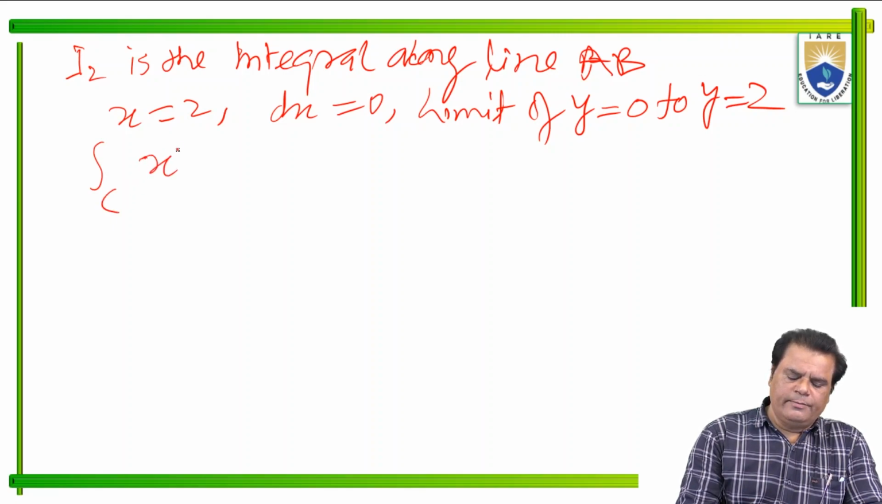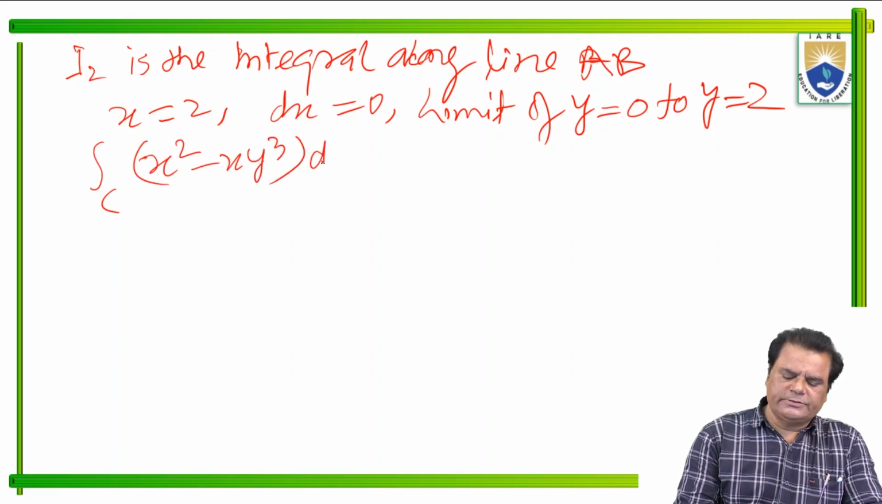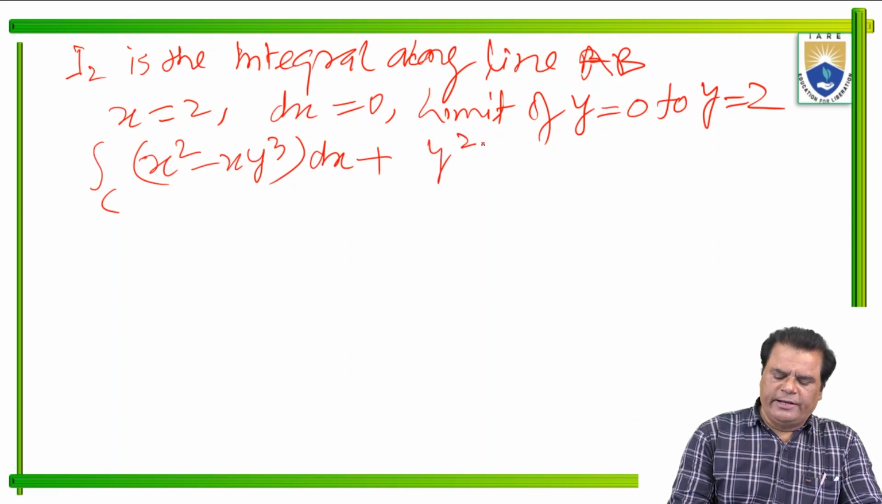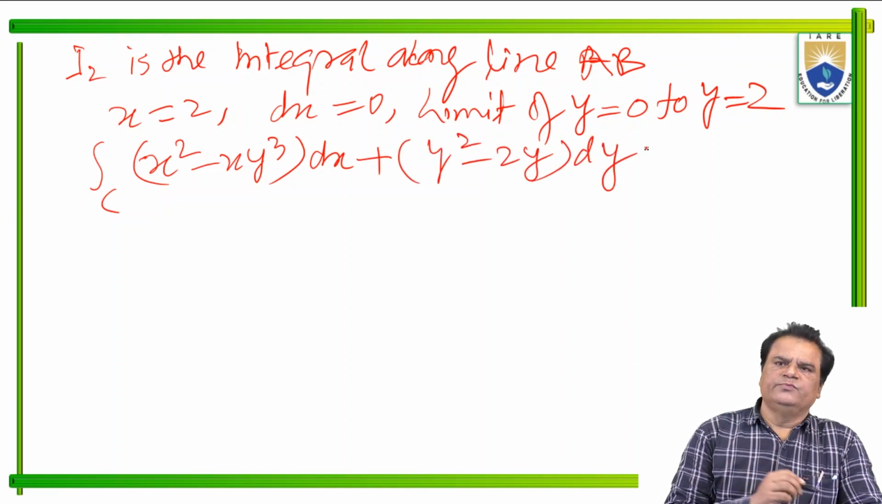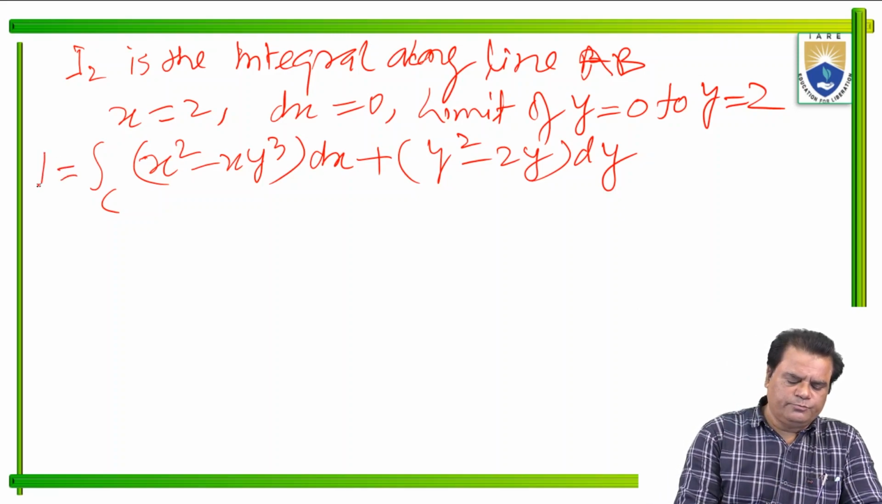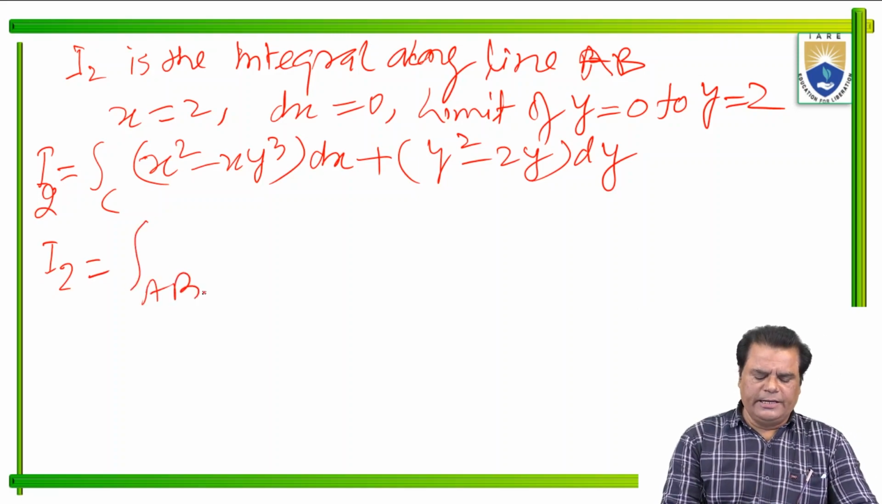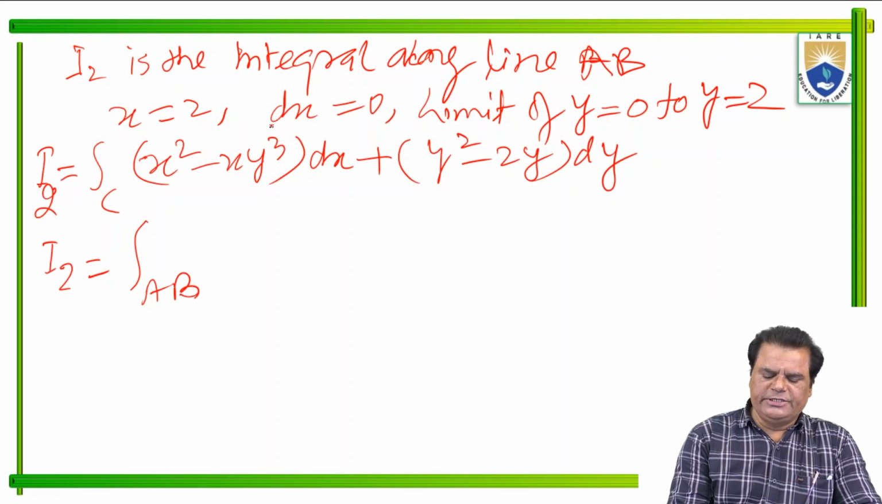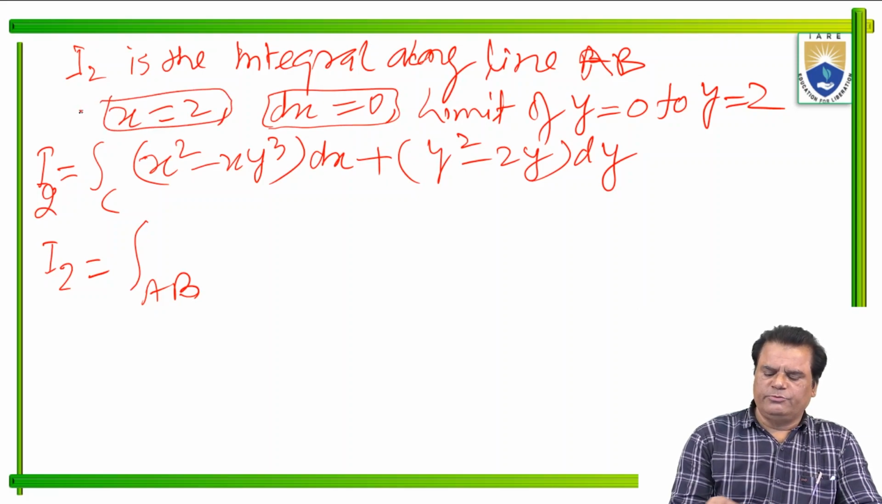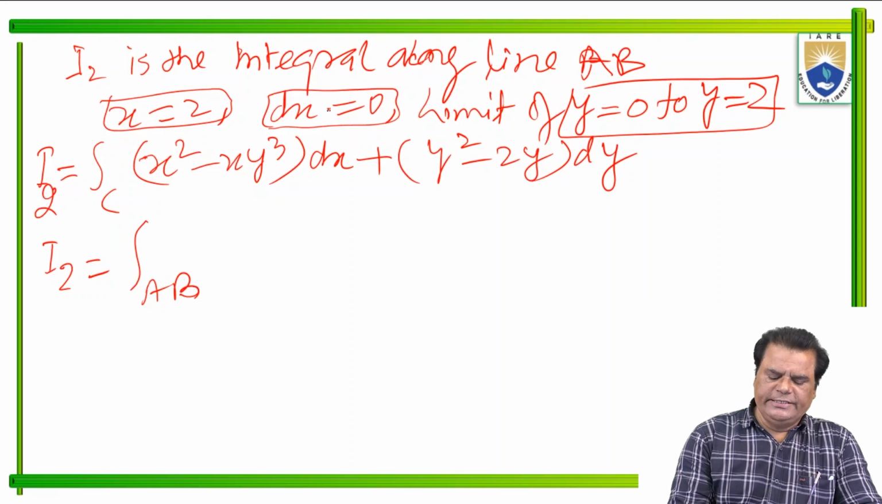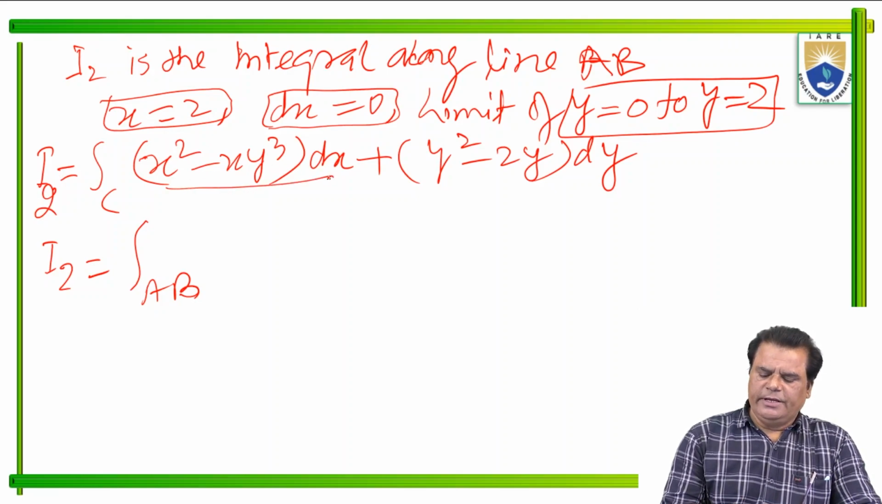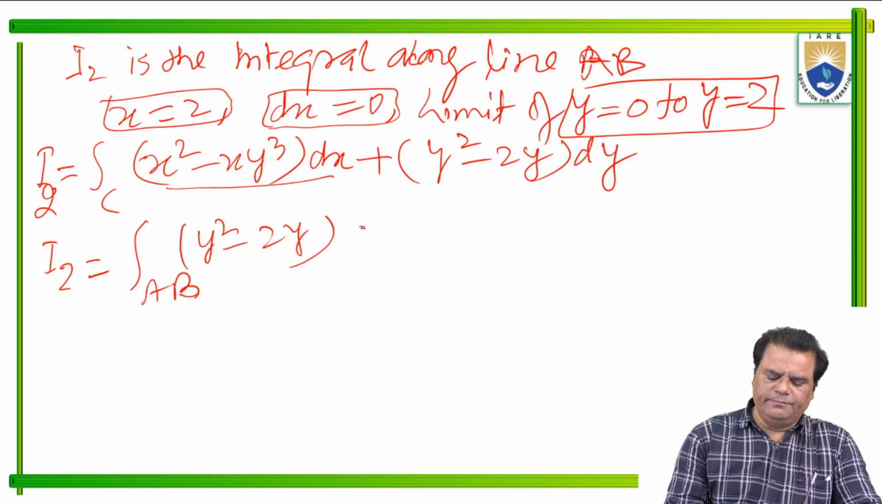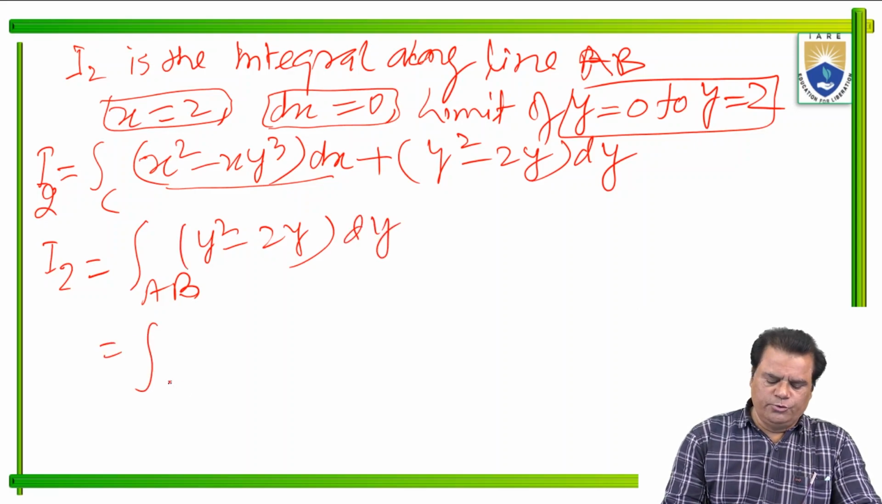The integral is x square minus xy cube dx plus y square minus 2y dy. This is I2, the integral along AB. Here x is 0, so dx is 0, with y limits from 0 to 2. The first integral vanishes, and we are left with the integral of y square minus 2y dy with limits y from 0 to 2.